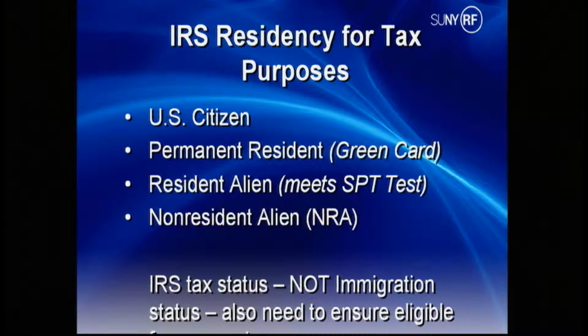So when we talk about IRS residency for tax purposes, there are 4 types of residency for tax purposes. One is a U.S. citizen, which we kind of talked about as somewhat simple. Then there's permanent residence, or a permanent resident, which is actually an individual who has a green card. Then there are resident aliens, and again, this is all for tax purposes. Resident aliens, and this is what's called meeting the SPT test. And then there's a class for non-resident aliens.